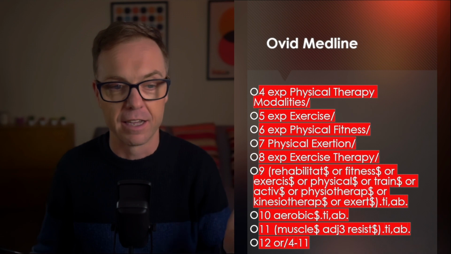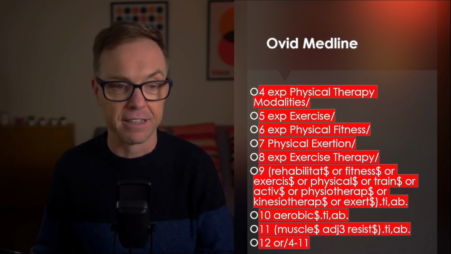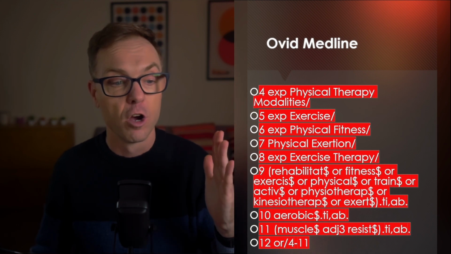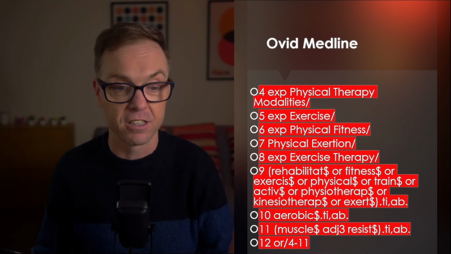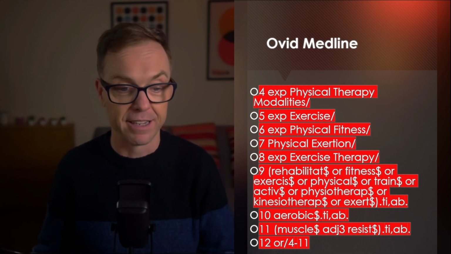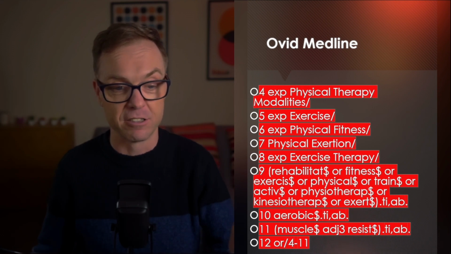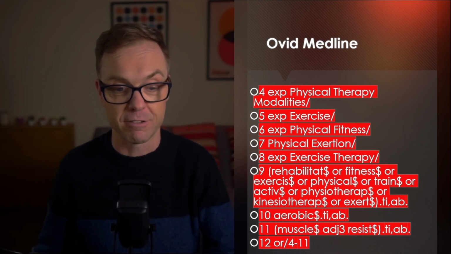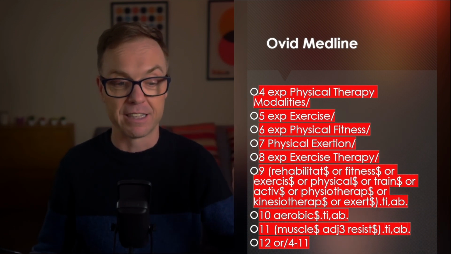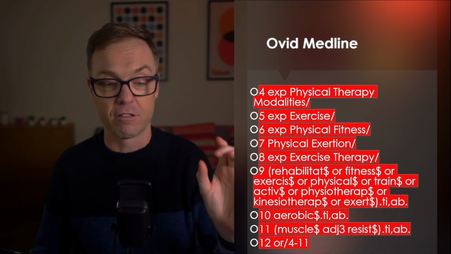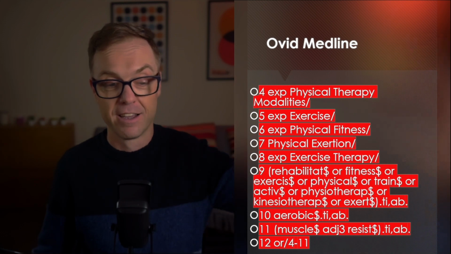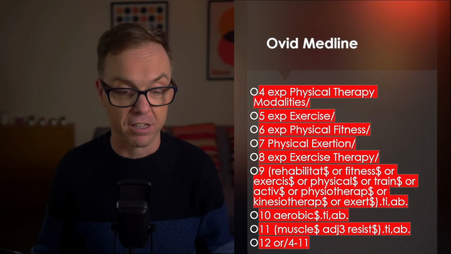In terms of the intervention, we're exploding physical therapy modalities, we're exploding exercise and physical fitness. We're not exploding physical exertion, we're just taking that line of the medical subject heading. We're exploding physical therapy. And then we're taking a series of words that we're doing title and abstract searches on, and we're saying we'll have any of those. Same with aerobics. And then we're saying muscle, as long as it's within 3 words of resistance in the title abstract, we're interested in that. And in line 12, we're saying we'll have any of those.